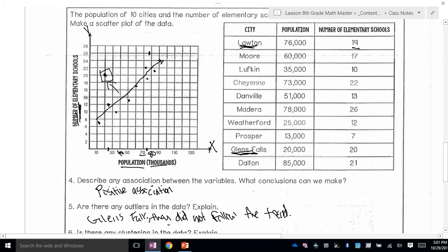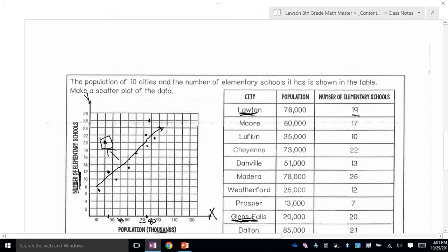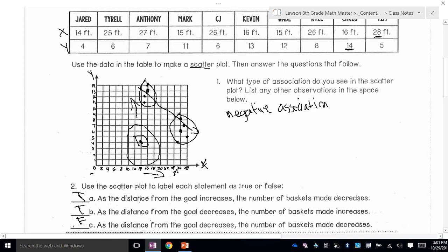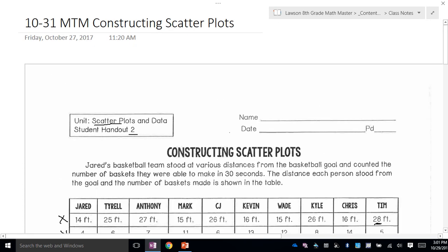And then does it make sense that there's a positive association between the population and the amount of elementary schools? Absolutely, because the more people that you have in your city, the more children you have. The more children you have, the more elementary schools that you're going to need. So as the population increases, the number of elementary schools are going to increase. And then if you have any experience at all on the basketball court, as you move further away from the goal, it's a lot harder to make your shot, giving us a negative association. So this all kind of makes sense, and it's not too difficult.